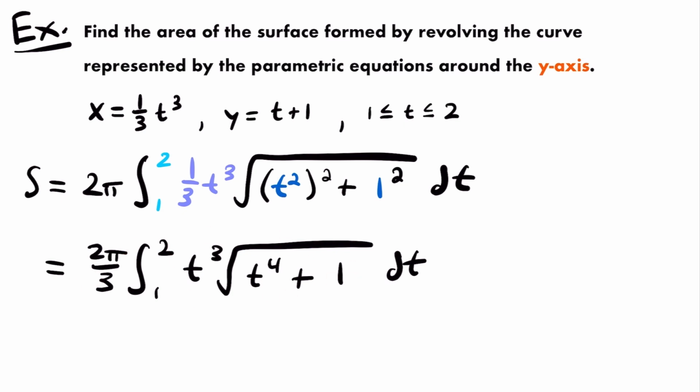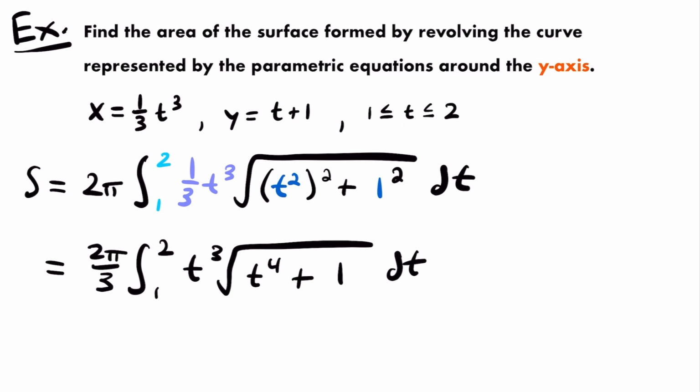Now all that's left to do is determine how to solve it. In this case, I see that we have a composite function, right? We have a function within another function. We have the square root of t to the 4th power plus 1. And whenever you have a composite function, you should first try to see if you can use u substitution. It's not always going to work, but there are many cases where it will work.